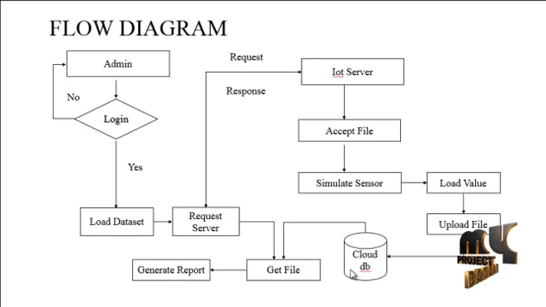Now we can see the flow diagram of the system. As we already said, there are three modules, mainly admin, cloud and IoT server. First the admin will log in to the system. If they first want to sign up, so if the login is correct, they will do the process, or else they are redirected to the login page.